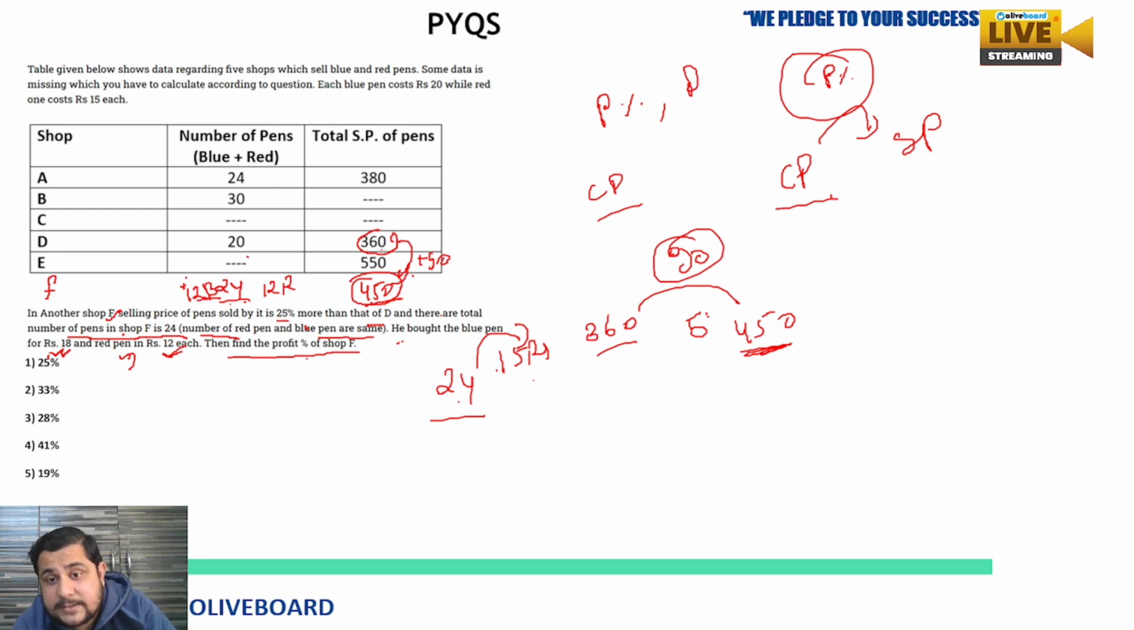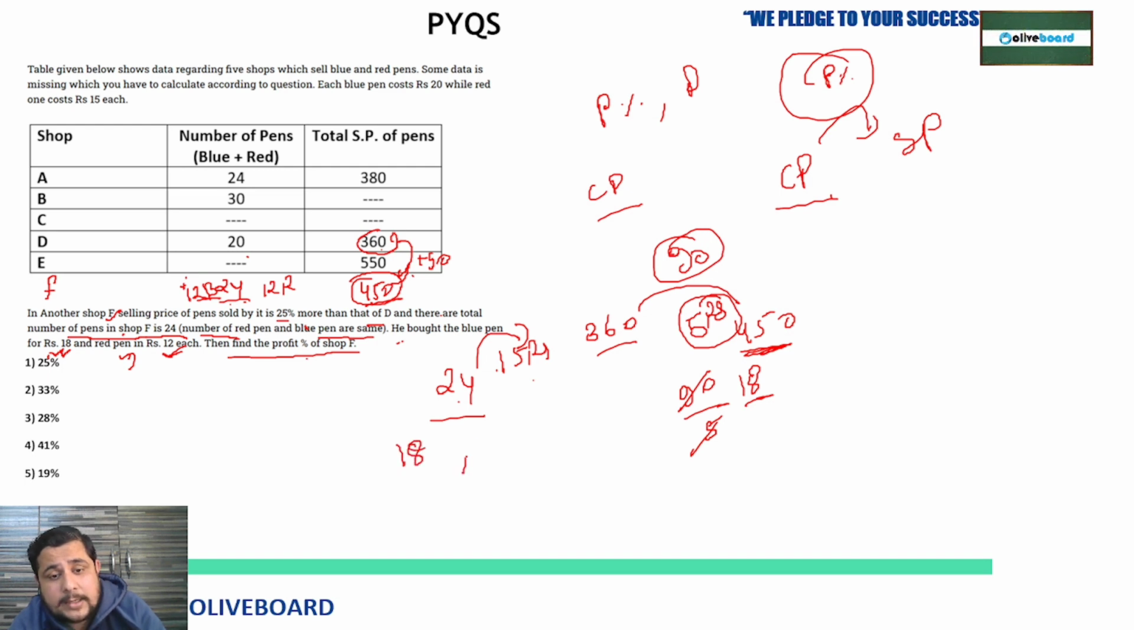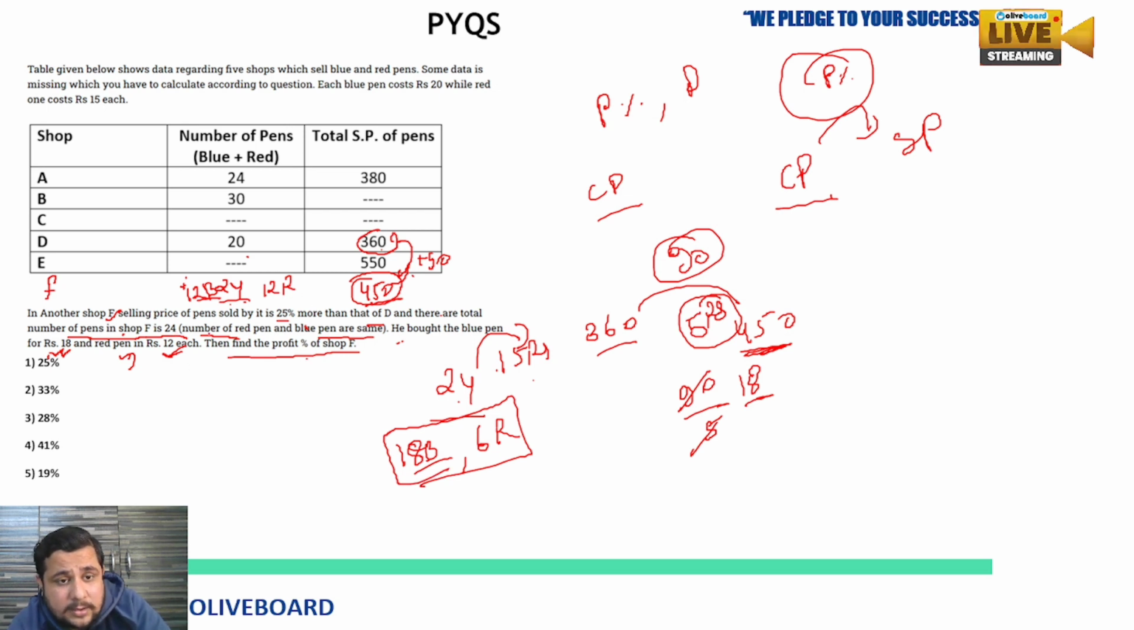Okay, not 5 number of pens, but a 5 rupees difference between the blue pen and red pen price. So how many blue pens? 90 upon 5, you will get 18. So 18 blue pens and 6 red pens. But if we look at the condition here, the number of red pens and blue pens are the same. So you will say it is against the data, so this question is wrong.